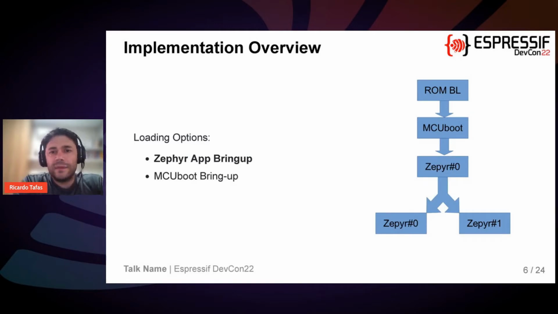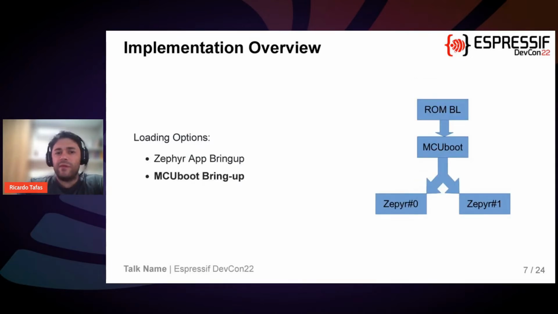So the flow for the Zephyr bring up is that on ESP32 devices, we have the ROM bootloader. After the ROM bootloader, instead of the regular or widely known IDF boot, we use MCUboot. MCUboot then loads Zephyr. Zephyr running on core 0 then starts up another Zephyr instance, for example, or another firmware on core 1, and it resumes its operation on core 0.